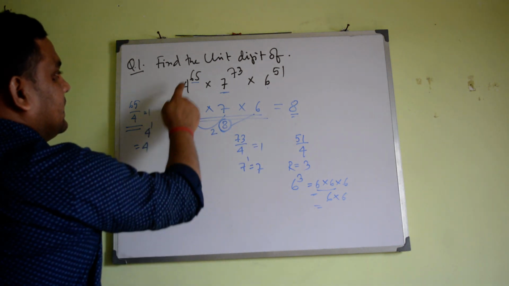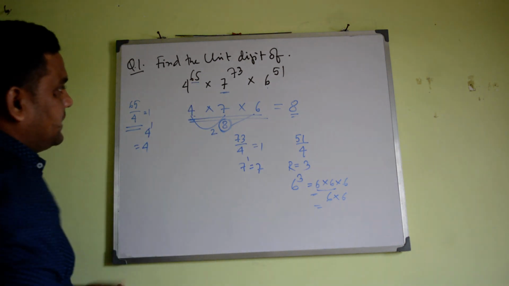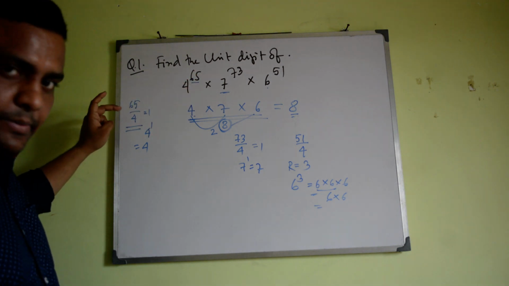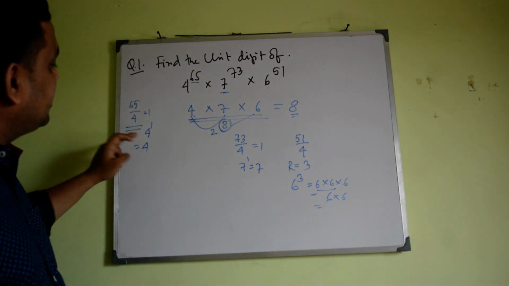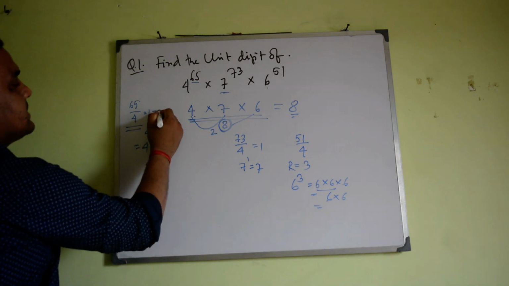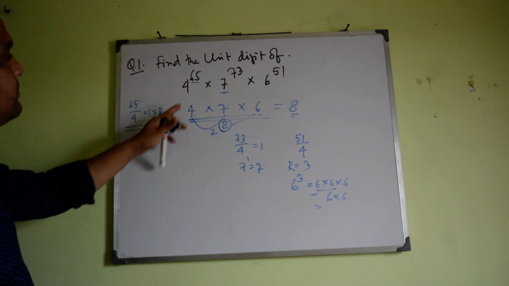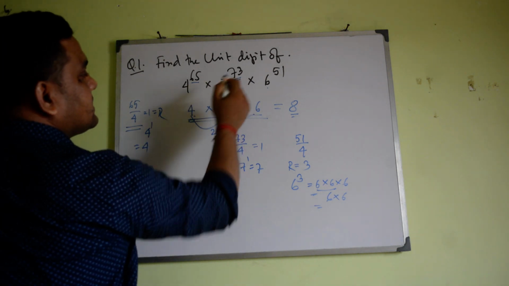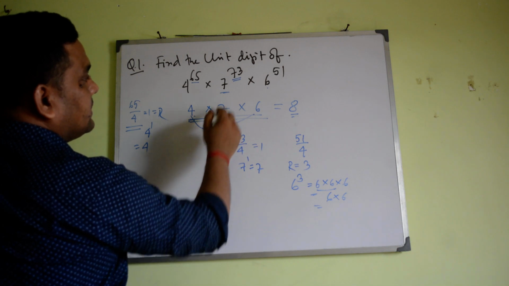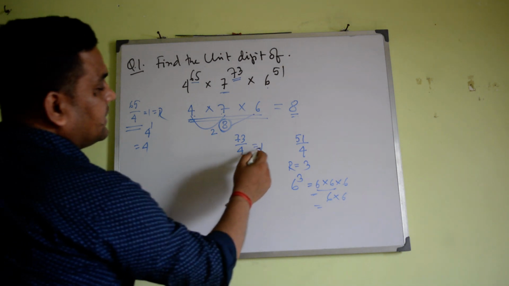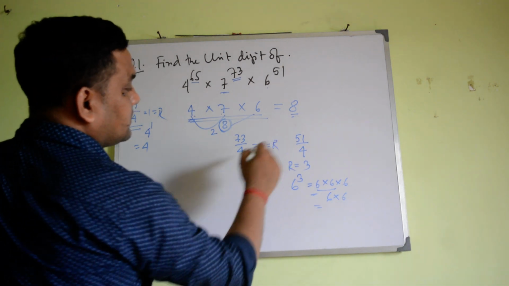Again I repeat. First, for the a to the power b, take the last two digits. So last two digits means 65. So 65 divided by 4. What is your remainder? Here the remainder becomes 1. So that is your remainder, 1. So what will be the unit digit? 4 to the power 1. So that is equal to 4. 7 to the power 73 means 73 divided by 4. So what is your remainder? Again the remainder is equal to 1.